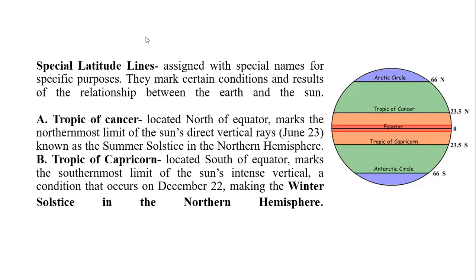The Tropic of Capricorn passes through 10 countries. These are Chile, Argentina, Paraguay, Brazil, Namibia, Botswana, South Africa, Mozambique, Madagascar, and Australia.